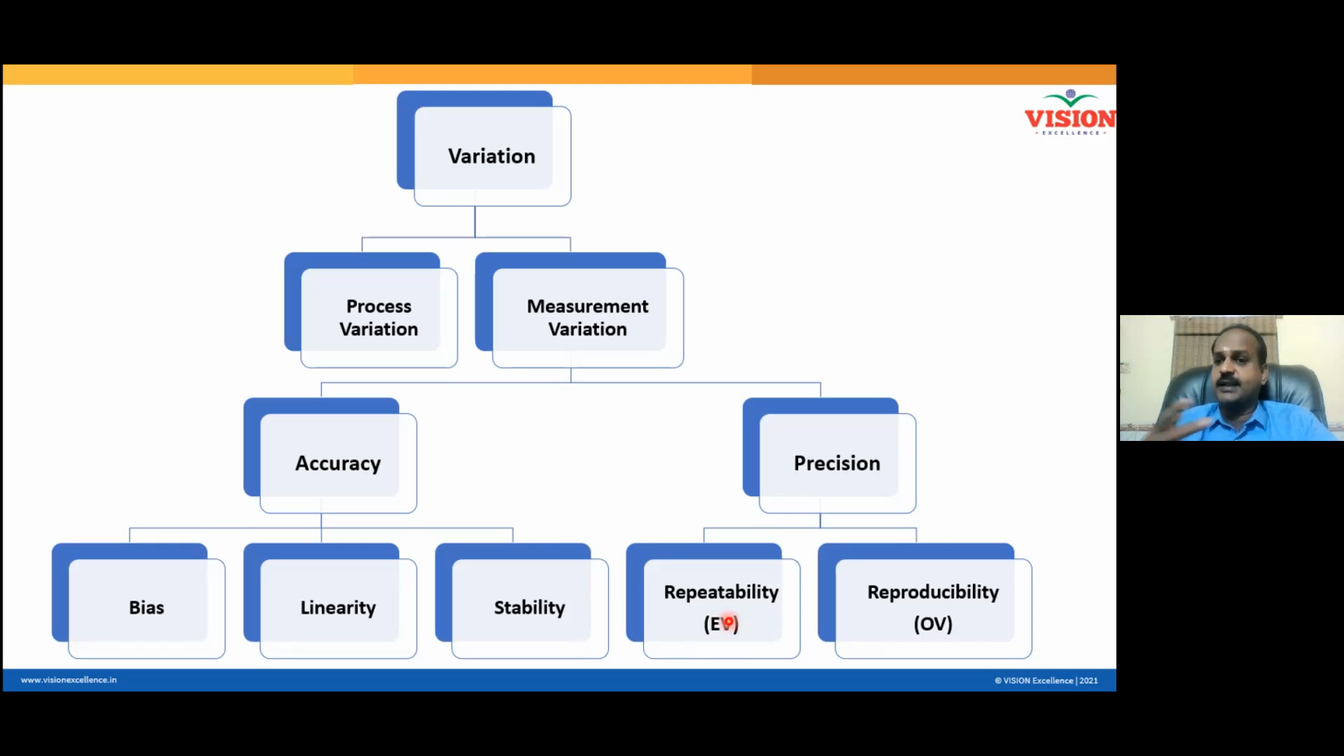Suppose, let us say, there are two appraisers. One is myself, Sivakumar. The other one, I could see, is Surajit on video. I measure a product and I say the reading is 101. And Surajit says the reading is 102. Both of us measured the same product. I am saying 101, Surajit is saying 102. Now, do you think we both are consistent?